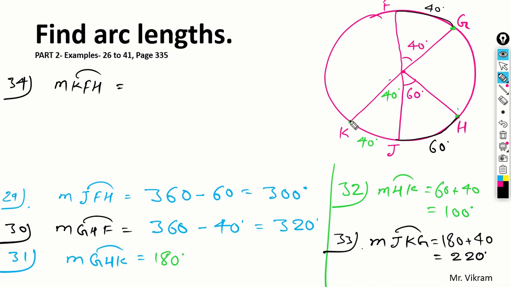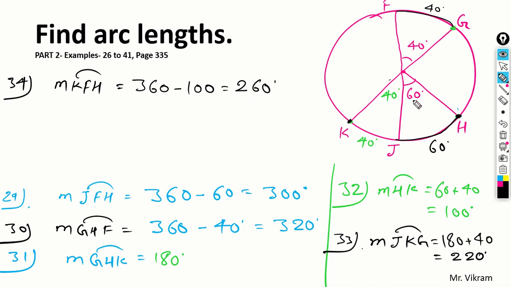So I will go from this point up to this point. I know this is 100, right? In the previous question I solved this one as 100, and the total is 360. So I can do 360 minus 100. This will give me 260.